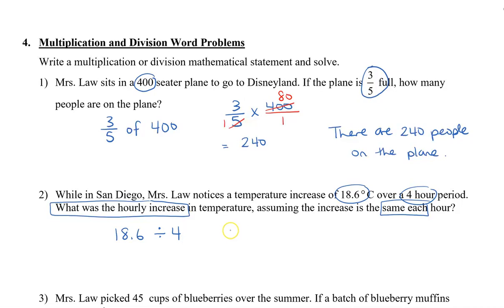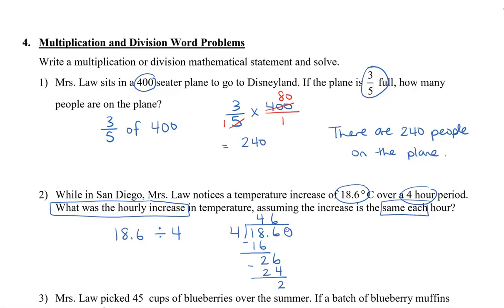So because we're dividing, we're going to have to do a little bit of long division. So we're going to place 4, our divisor, on the outside, and our dividend, 18.6, will go on the inside. So 4 doesn't go into 1, but 4 does go into 18 4 times. 4 times 4 is 16. And we're going to subtract. 18 minus 16 is 2. Bring down the 6. 4 goes into 26 6 times. 6 times 4 is 24. Subtract. And we get 2.